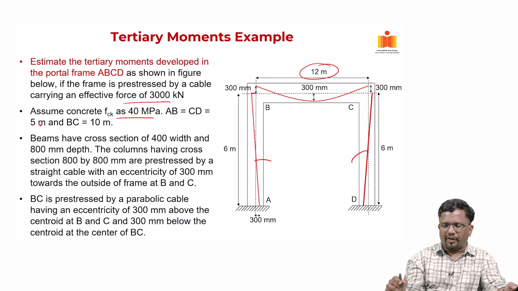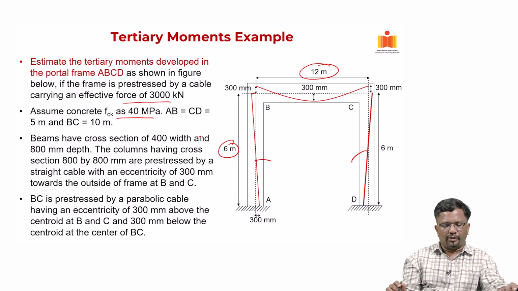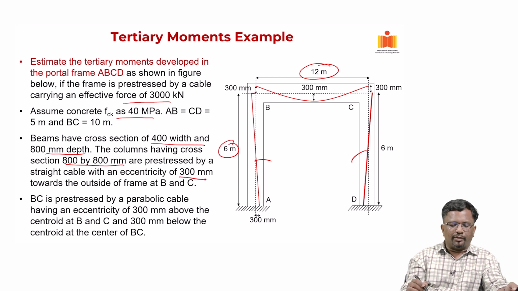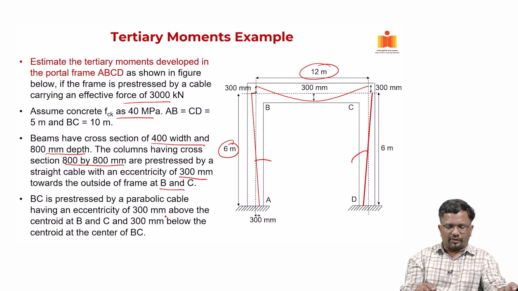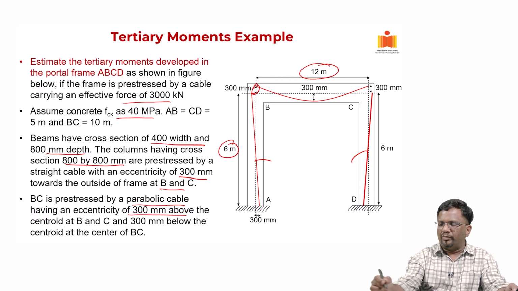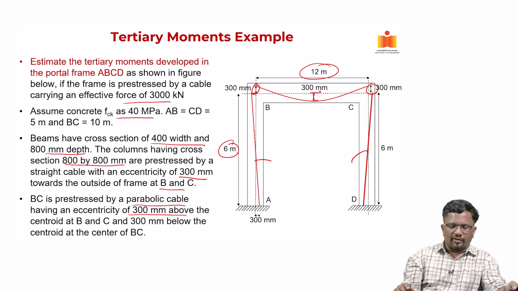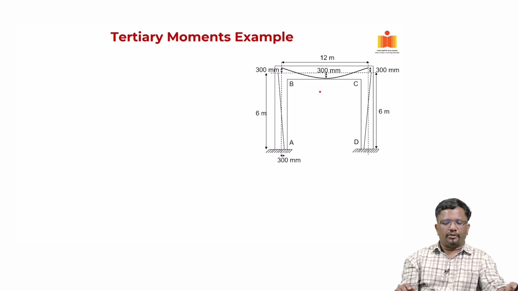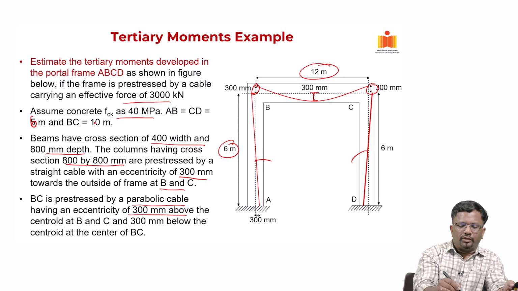So, let us see what I have used in the calculations. Okay, so the beam cross sections are 400 by 800 mm deep, and columns are 800 by 800 mm, and they are having eccentricity of 300 millimeter towards outside of the frame at B and C. Now, BC is prestressed by a parabolic cable with an eccentricity of 300 millimeter above the centroid at B and C. So, this has to be 6 and this has to be 12.